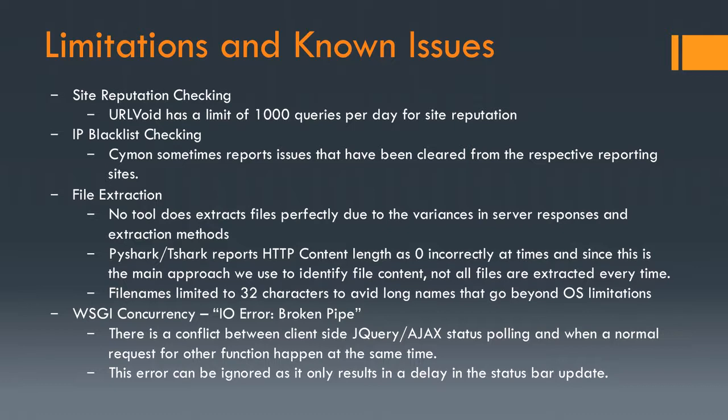Again, this is an artifact of using Flask. There's a concurrency issue where only one kind of query to the back end from the client side can be worked on at any given time. So in my case, I have a status puller from the client side querying every 3 seconds. So if the back end is busy doing some other processing, some other query, that results in a broken pipe error. This is largely cosmetic. It's a case for future improvement.